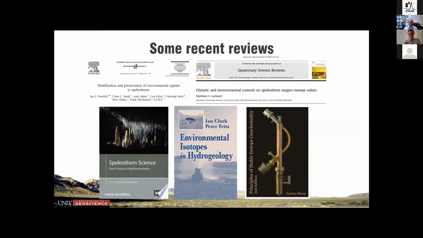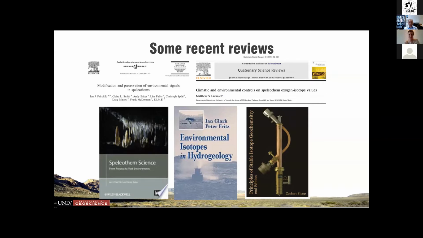And then this is a book that I recommend a lot for understanding isotopes in the hydrologic cycle: Environmental Isotopes in Hydrogeology by Ian Clark and Peter Fritz. I believe it's out of print now, but you can still find copies. And then finally, Zach Sharp's book on Principles of Stable Isotope Geochemistry. The second edition is available for free as PDFs online. You just need to do a search and you will be able to find it.